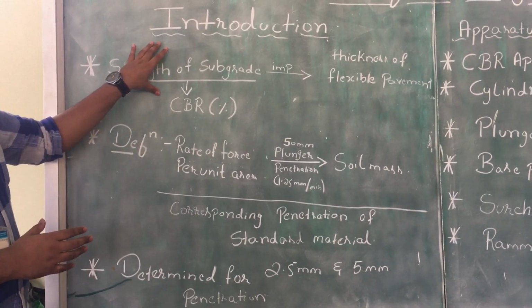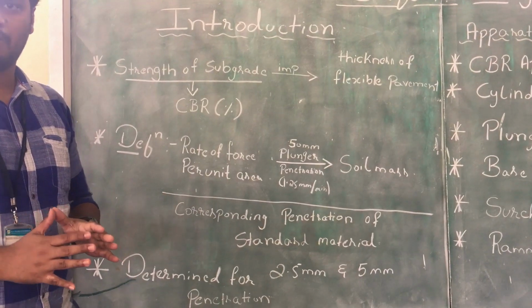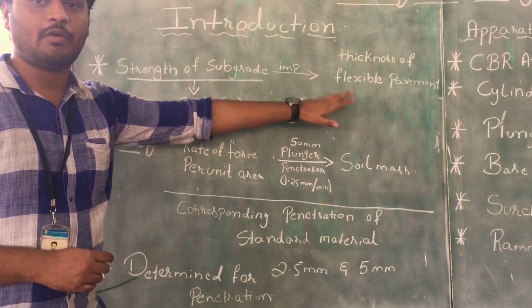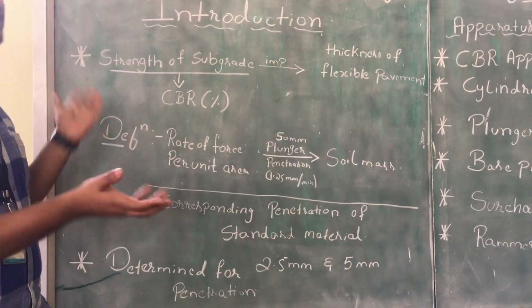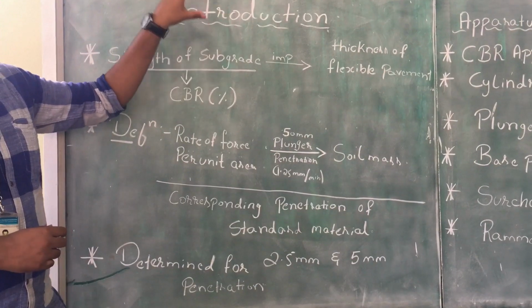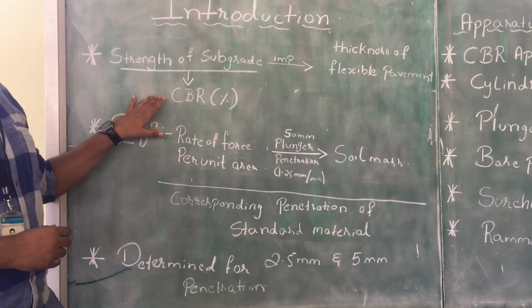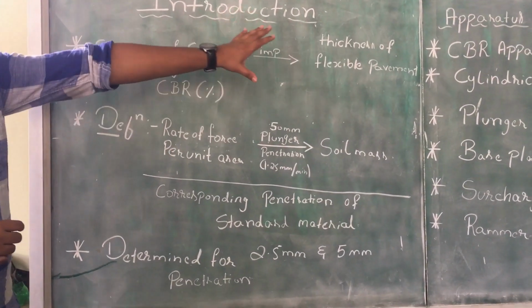The strength of subgrade is an important factor to determine the thickness of flexible pavement. The thickness of flexible pavement will be increased if the strength of subgrade is less, and vice versa. So the strength of subgrade is therefore an important factor, which is expressed in terms of percentage. Then what do we mean by this California bearing ratio?